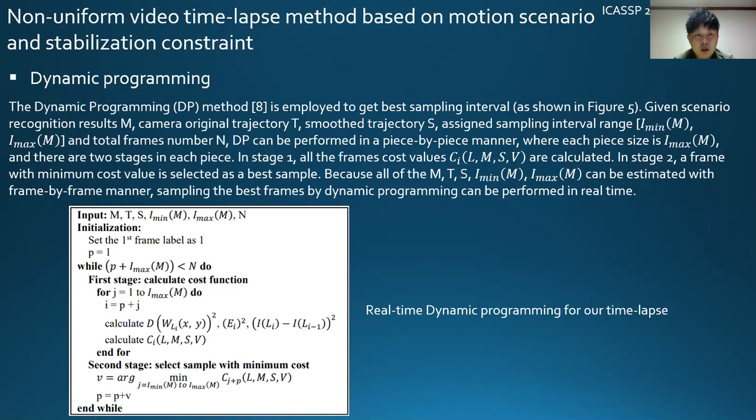Based on the recognition results M, camera original trajectory T, camera smooth trajectory S, the assigned sampling interval range, and the total frame number, dynamic programming can be performed in a piece-by-piece manner, where each piece size is the maximum sampling interval, and there are 2 stages in each piece. In stage 1, all the frames' cost values are calculated. In stage 2, the frame with minimum cost value is selected as the best sample. Because all of M, T, S, and the minimum and maximum sampling interval can be estimated in a frame-by-frame manner, sampling the best frames by dynamic programming can be performed in real time.